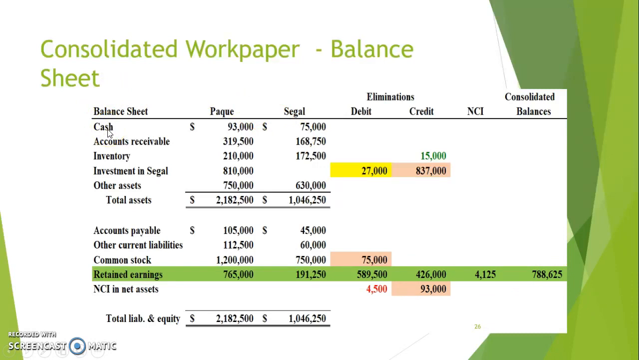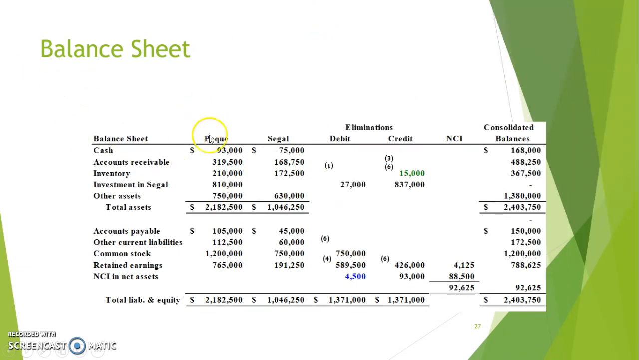We will now go through the process of calculating our consolidated balances. So your cash is 93 plus 75, 186. The accounts receivable, no change. This now with your inventory, 210, 172 minus 15, 367,500. The investment account has been eliminated. Recall 810 plus the 27 in post-acquisition profits minus 837. And we have your total assets here.